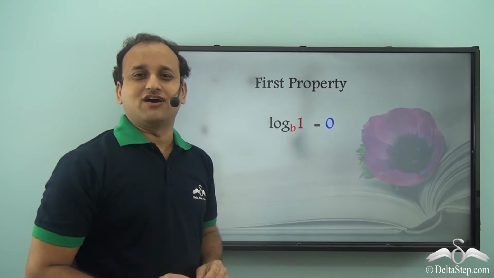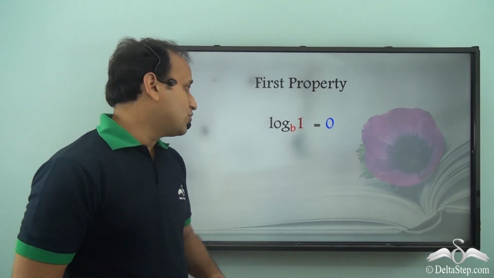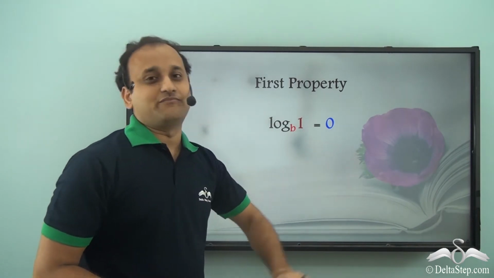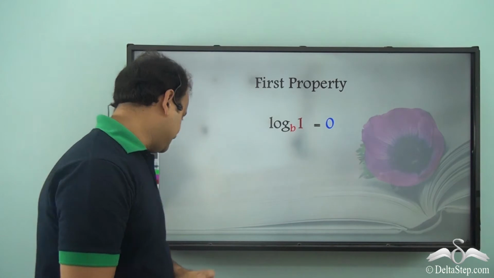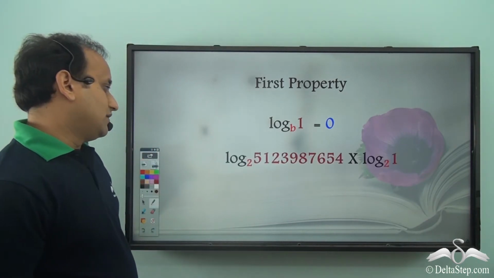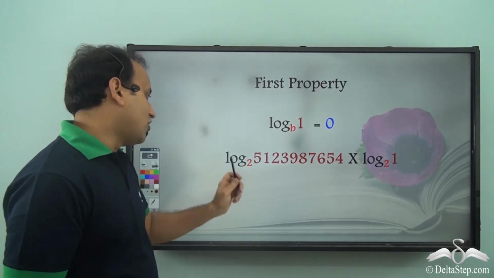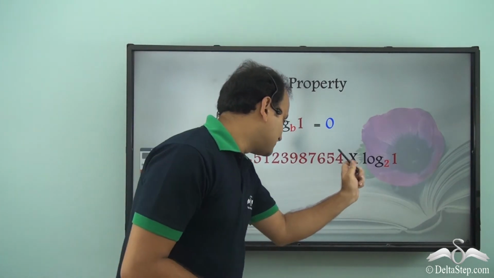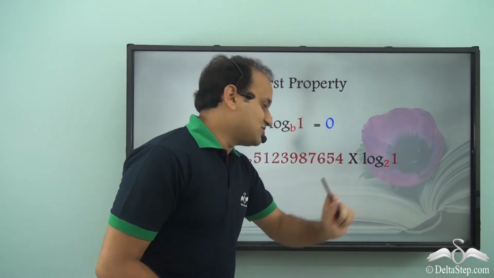So that was the first property of logarithm, and it was pretty easy to find. But Sam was not convinced because he had asked for tricks to solve bigger numbers. How could this property help him solve bigger numbers? So Professor Magan gave him one more question. Now we have this particular question here, where we have log of 5123987654 to the base 2 into log of 1 to the base 2.